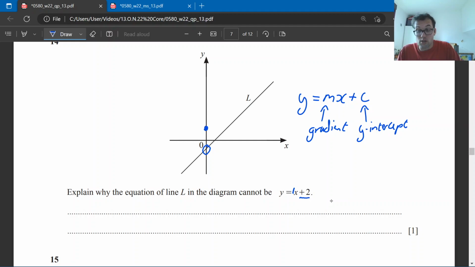But this line is crossing below 0. So can't be positive. If it was minus 2, yeah, it was possible. But plus 2, no. Because the line crosses the y-axis below the 0. So you need to write something like that. Okay. The y-intercept is negative, or the y-intercept is below 0.